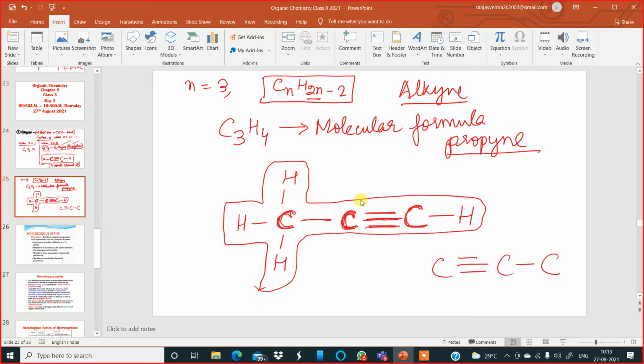Now the same thing I'll explain here also. In this example, this carbon has three bonds already, so it needs one more bond.